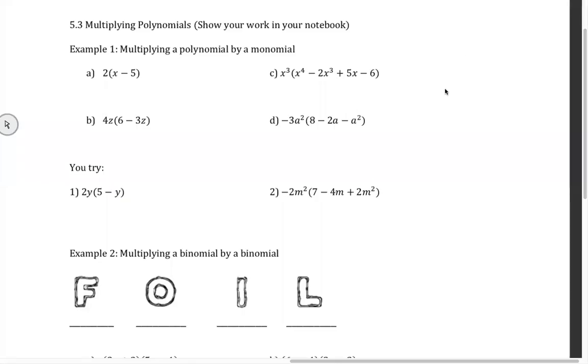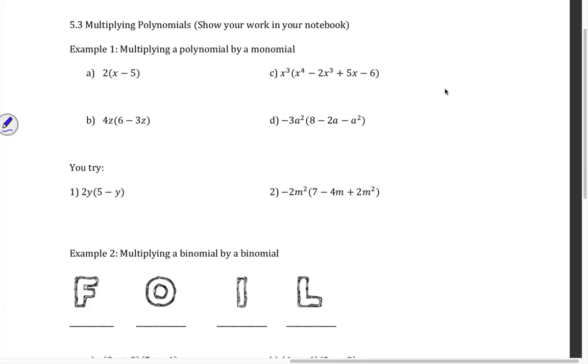All right, so this is 5-3, multiplying polynomials. Mark, if I give you a stack of papers and I say, hey, Mark, can you distribute this? What do you do with the stack of papers? Give everybody. So all we do with multiplying polynomials is we are going to pass out the numbers. And that's this whole section in a nutshell.